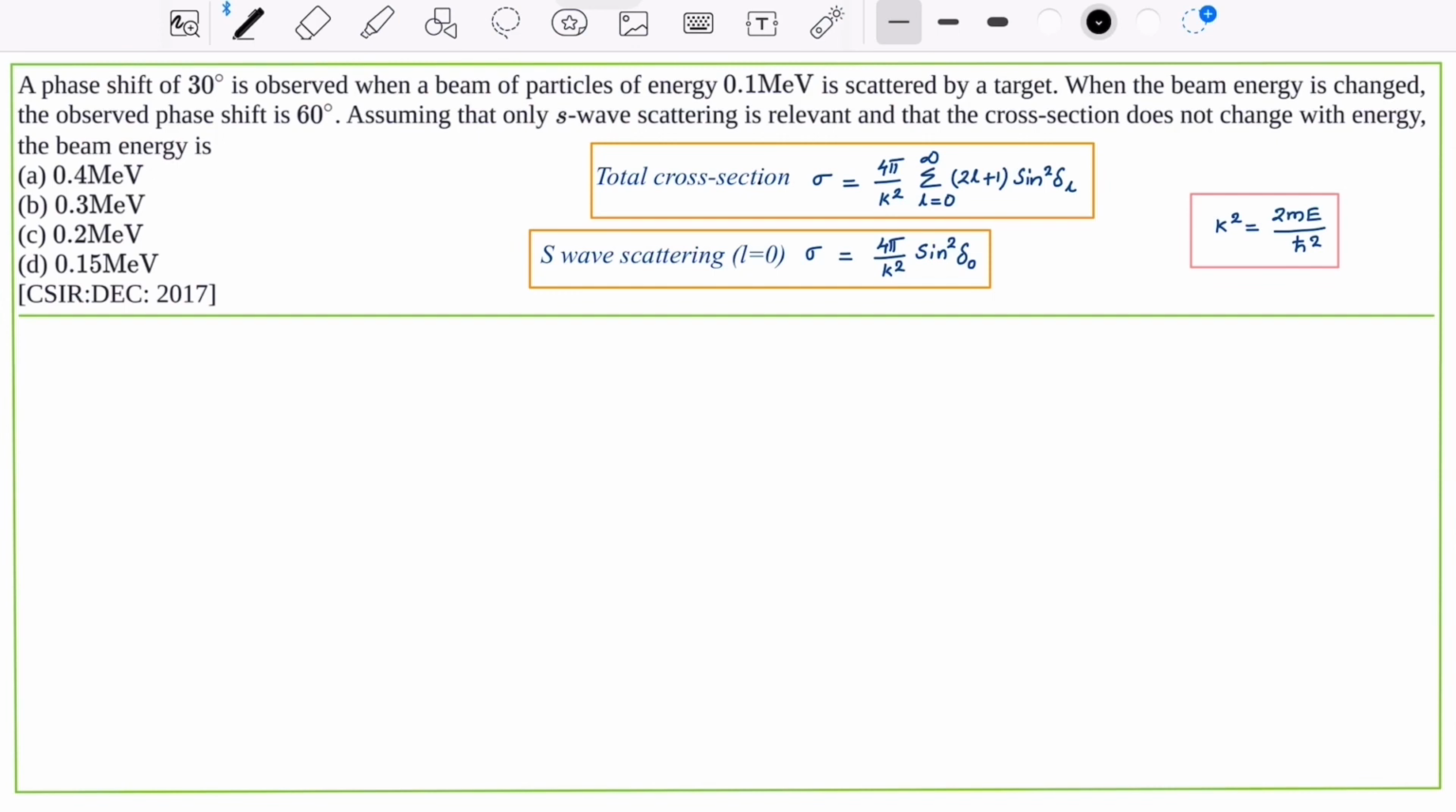In the present problem, S-wave scattering is given. For S-wave scattering, L is equal to 0. Therefore, the total cross-section is 4 pi by k square sine square delta 0, where k square is equal to 2mE by h bar square. Therefore, for S-wave scattering, we can write sigma is equal to 4 pi h bar square by 2mE sine square delta 0.